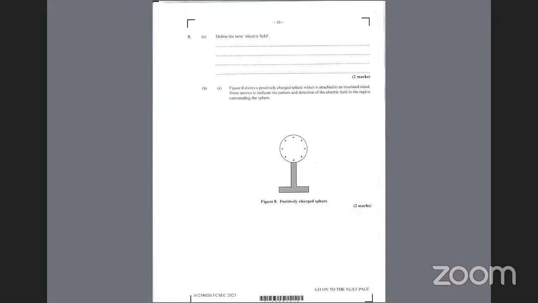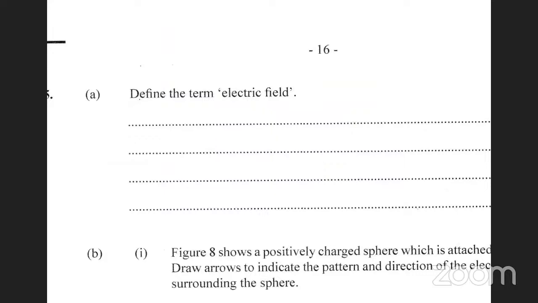All right. Let's try this electrostatics. There aren't many electrostatics, right? Electric field. What's the definition? The region around an electric charge where a force is experienced, right? Write it down. Don't go back to the summary, just write it down.